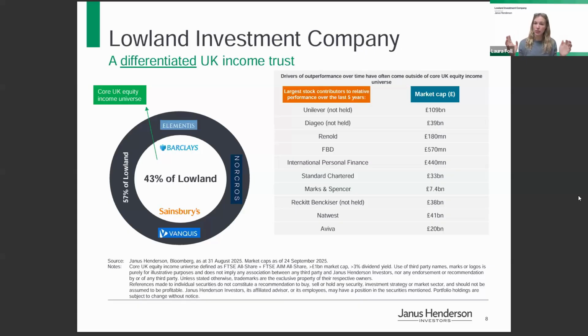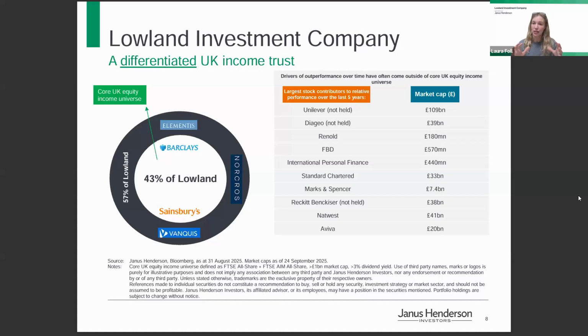But then the other 60% of Lowland is more different and is often companies, you know, maybe there'll be people on the call that know Elementis and Vanquis and Norcross, but a lot of them at a guess might not. And that's 60% of Lowland. So it is more different. We do go down the market cap scale.